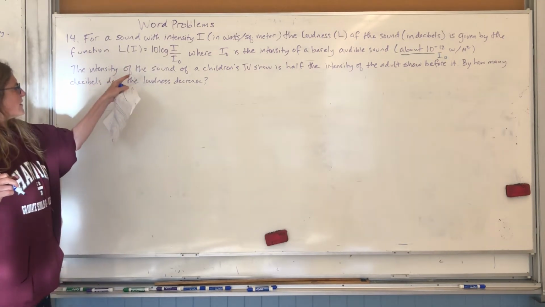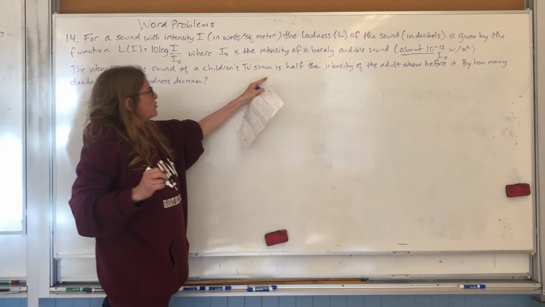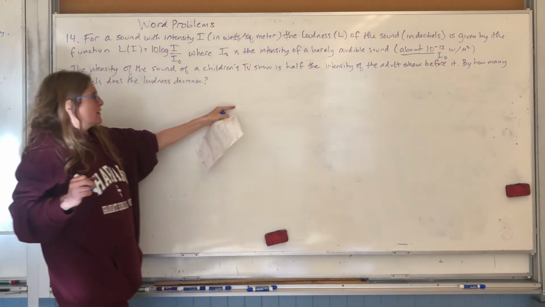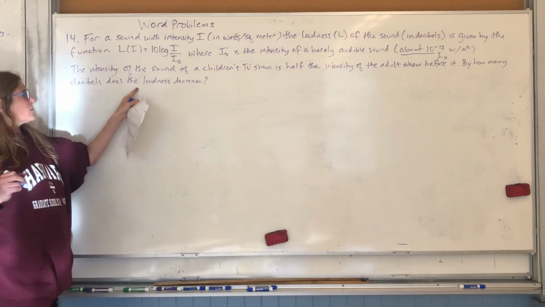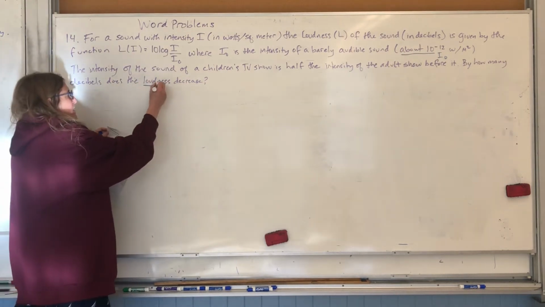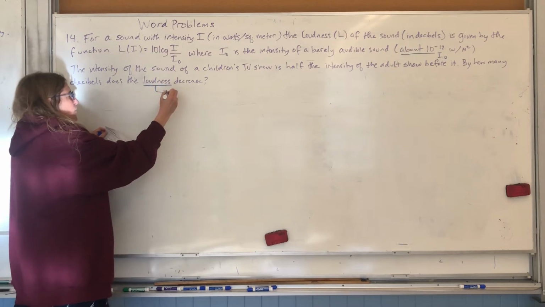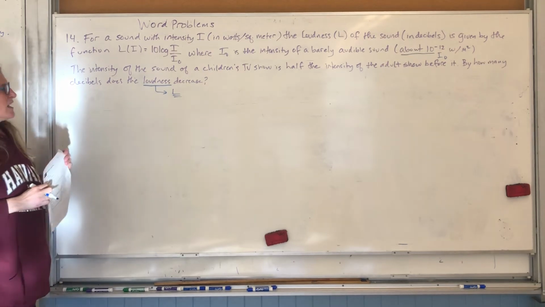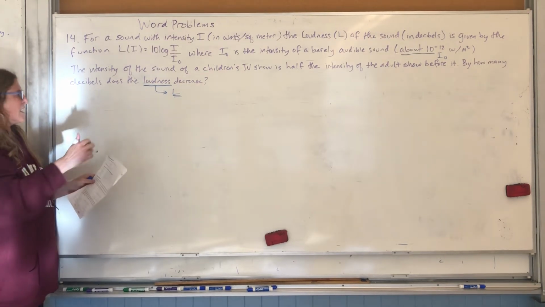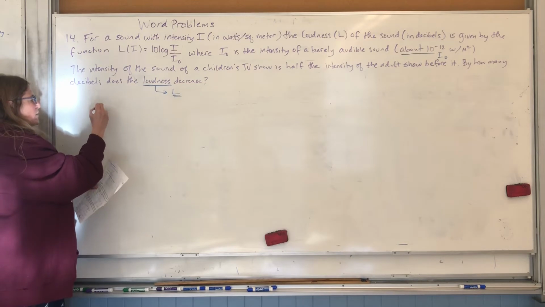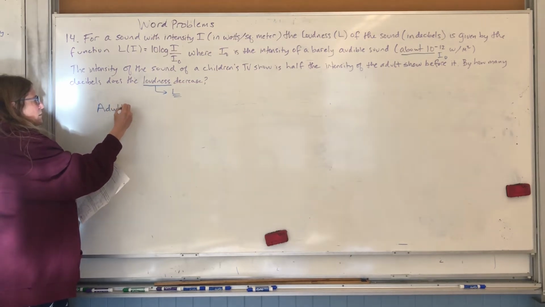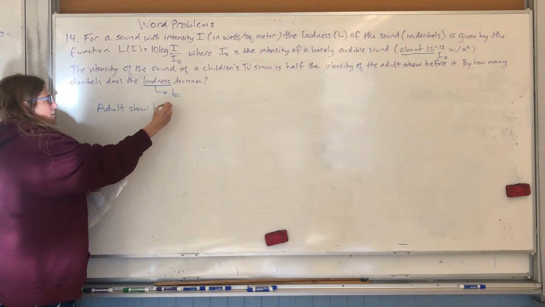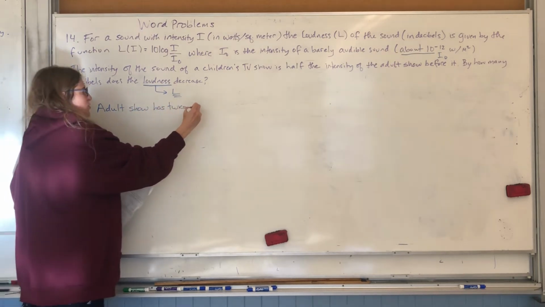It's telling me that the intensity of the sound of a children's TV show is half the intensity of the sound of the adult show before it. And they want to know how many decibels the loudness decreases. So L, we want to know L. What's a little tricky is that they didn't tell us the intensity, but they did tell us that the adult show has twice the intensity as the kids show.